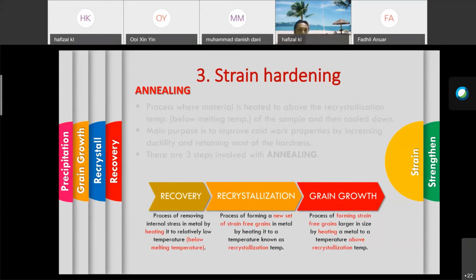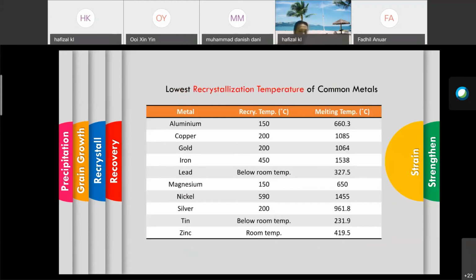crystal will grow bigger and bigger, and then it will start to form a dendrite, the grain, and a bigger size of grain. Okay, so the original grain size from the cold working process will be removed by the new set of nucleation, the recrystallization. Okay, we'll see.